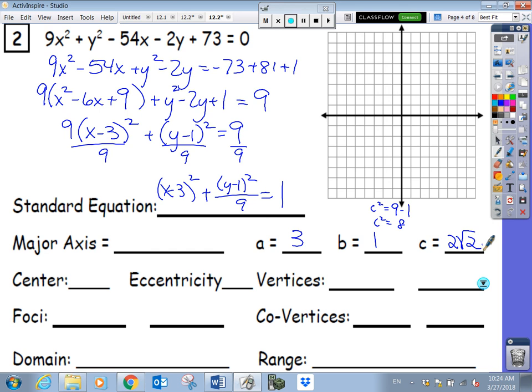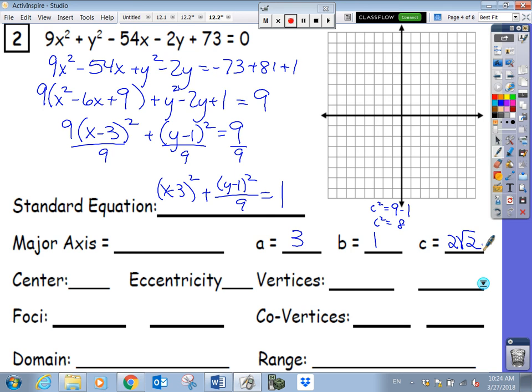c squared equals a squared minus b squared. a squared and b squared are in the standard equation. If you get a negative number right there, that means you flip-flop the order. You've done the wrong thing. You will not get a negative value for c squared, and you will not get an imaginary number for a, b, or c. If you get an imaginary number for a, b, or c, you've done something wrong with your equation.